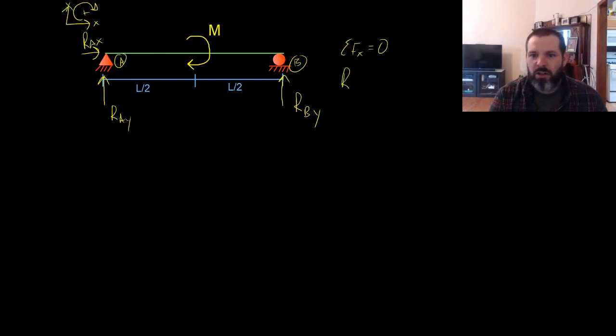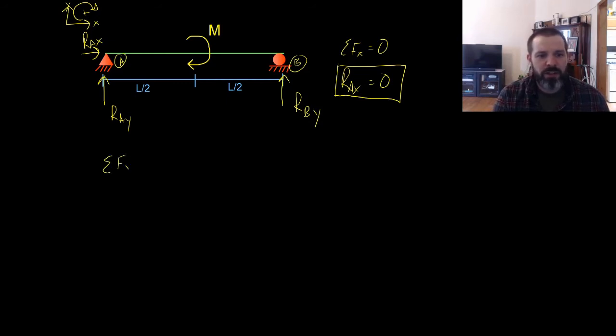We find that RAX equals 0. While it won't help us solve for everything directly, I'm going to sum the forces in the y first for something interesting. If we sum forces in the y, they equal 0. 0 is going to equal RAY plus RBY. Because remember, we're summing the forces. No longer do we have an applied force, we have an applied moment. So what we find out is that RAY equals minus RBY.